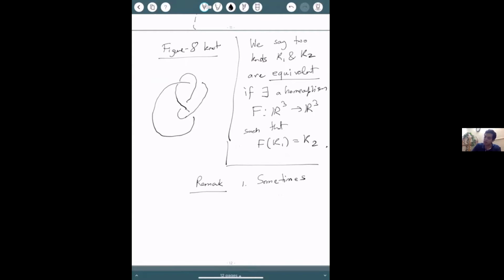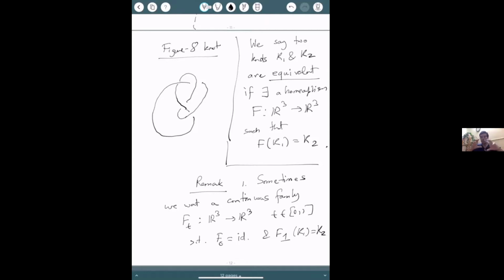Sometimes we want a continuous family of homeomorphisms that starts in one knot and ends up in the other. So a continuous family, let's call it F_t, where t belongs to 0 to 1, such that F_0 is the identity map, and F_1 takes K1 to K2. You can view this as a movie, one knot deforming continuously to another. If you can do that, then these two knots are the same.